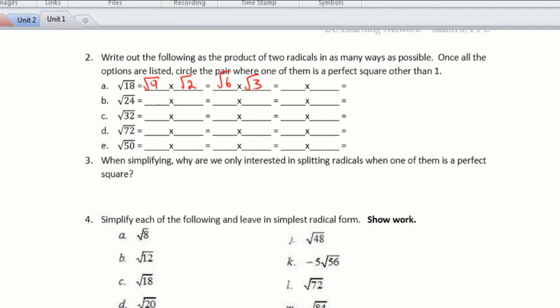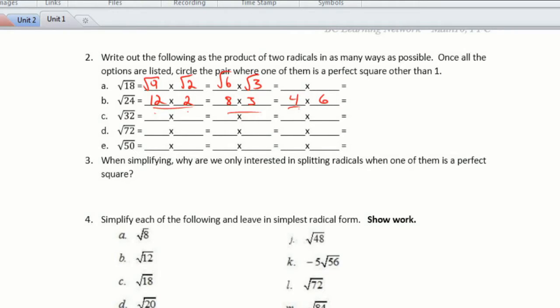24. I could have 12 and 2. I could have 8 and 3. And I could have 4 and 6. Where is my perfect square? I could have broken my 24 into any of these, but only one of them has a perfect square in it. The 4 and the 6 is the perfect square because of the 4. So that's the one I'm going to use.